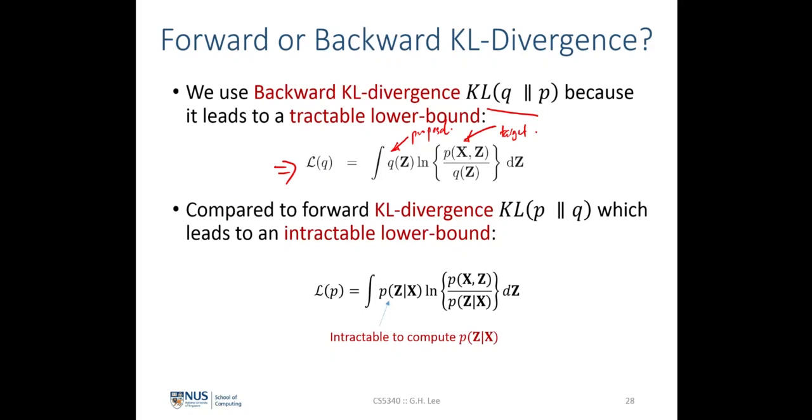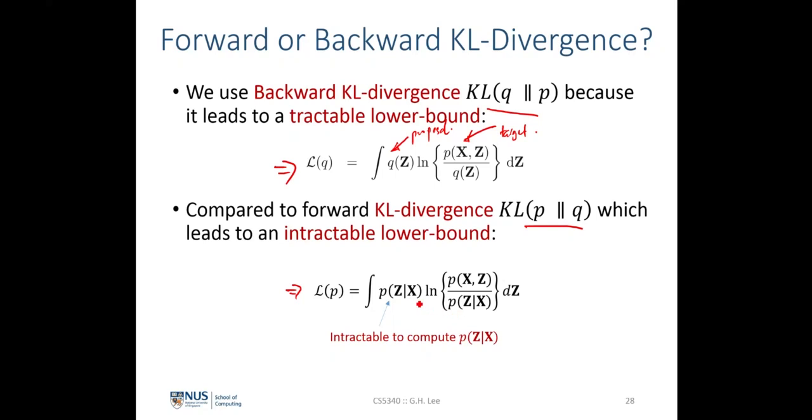Let's compare this to the forward KL divergence, which is given by this particular expression over here, and we can see that it actually leads to an intractable lower bound, which will be given by this expression here. What happens is that since we swap the position of P and Q in the forward KL divergence, we get a lower bound where we still have the joint distribution of X and Z, but now instead of Q, we end up with the posterior of Z conditioned upon X in both locations over here.